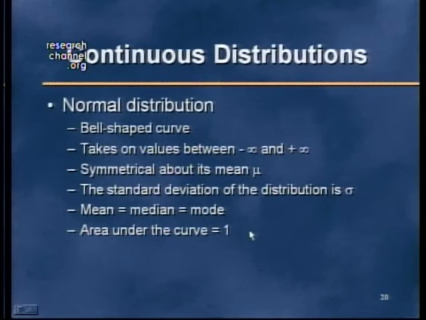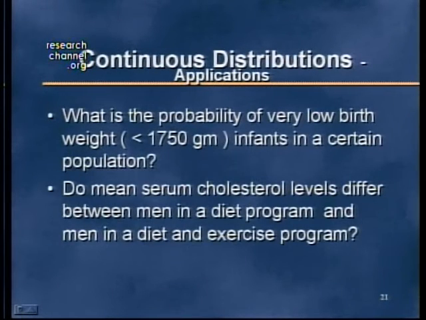There's a measure of spread or standard deviation that we'll refer to as sigma. And a special characteristic of the normal distribution is that the value of the mean is the same as the median, is the same as the mode. So in other words, the average value is the same as the value of the 50th percentile, is the same as the most frequent value. And the area or the total probability under the normal curve is equal to 1.